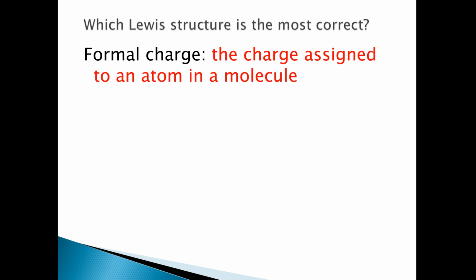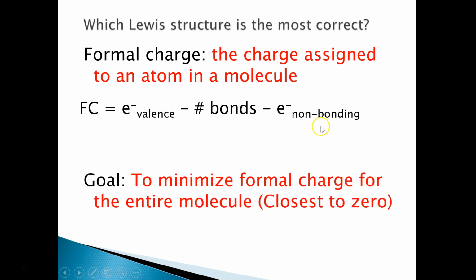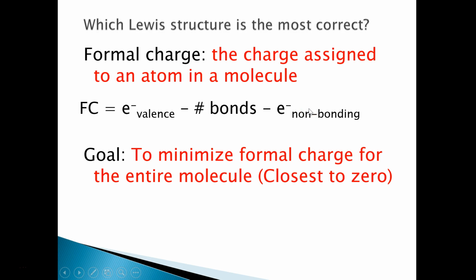To do that, we use something called formal charge. The formal charge is just the charge that is assigned to an atom in a particular molecule. We can calculate formal charge by taking the number of valence electrons in the atom, subtracting the number of bonds attached to it, and subtracting the number of non-bonding electrons surrounding it. We can also calculate formal charge for molecules. To do that, we simply calculate all the formal charges for all the individual atoms and subtract the minimum formal charge from the maximum formal charge. The idea here is to get the overall formal charge to be as close to zero as possible.